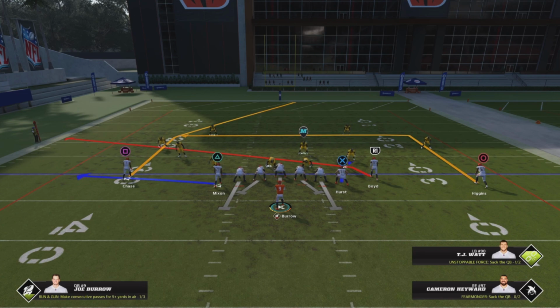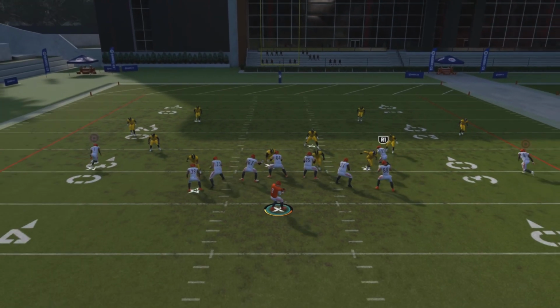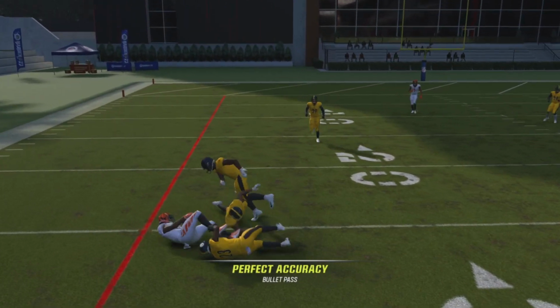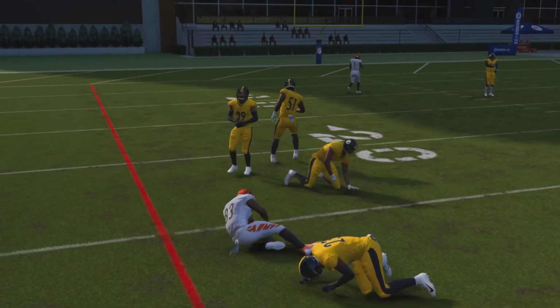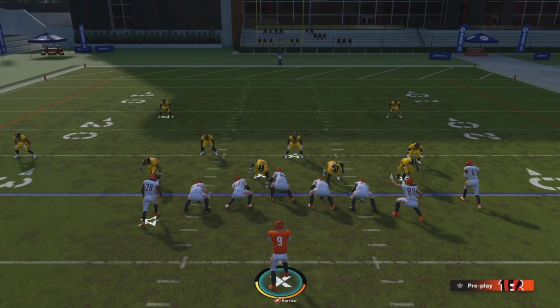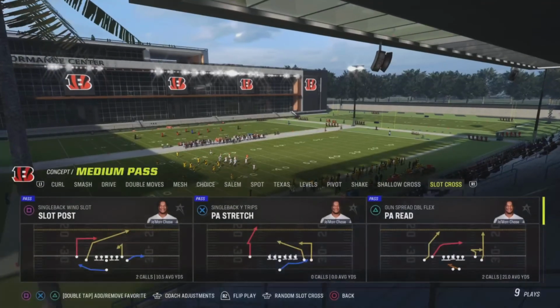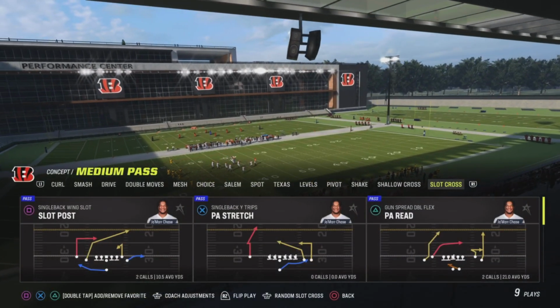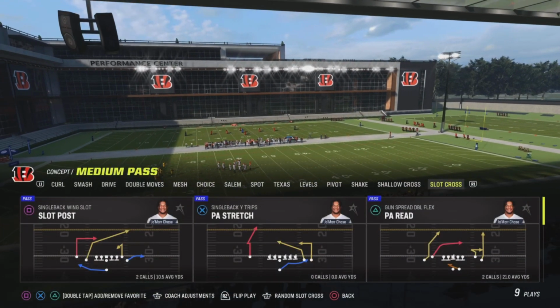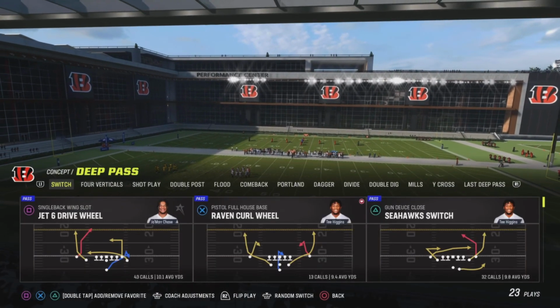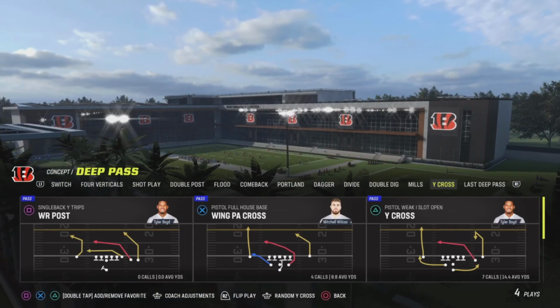In this case, corners are playing back. Alright, let's just run one quick play and take what the defense gives us. And there we go. Okay, the other one, I've learned this concept ideally following the Y crossing concept. So let's go there. This will be in your D pass and Y cross.